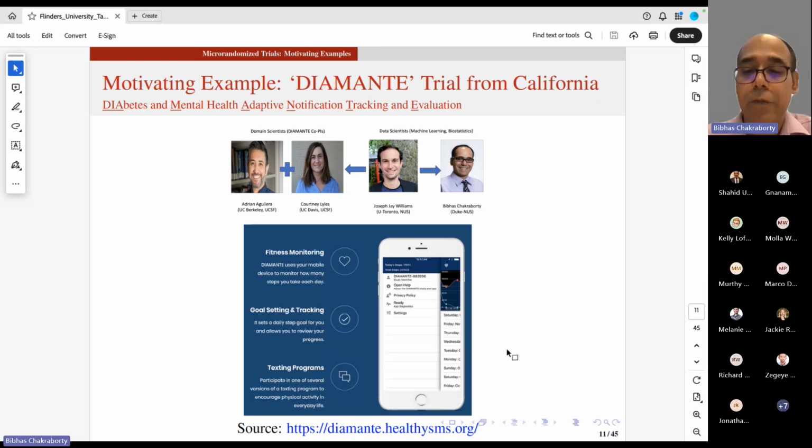So this also involves an app. As the name suggests, this is for diabetes and mental health comorbid people who are suffering from both diabetes and depression. And the idea is to promote exercise.